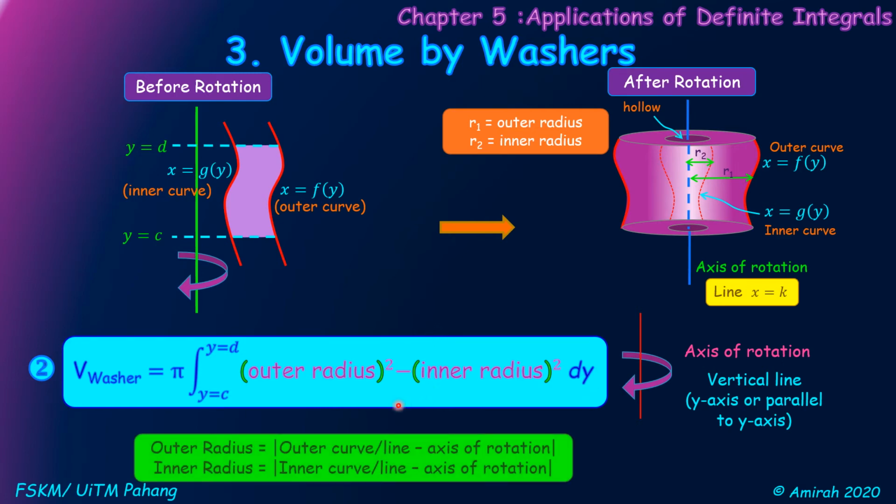From this formula, outer radius equals the absolute value of outer curve minus axis of rotation. The modulus sign here means we take a distance. And inner radius equals the modulus of inner curve minus axis of rotation.